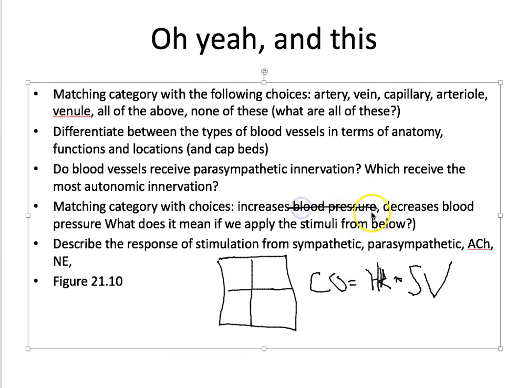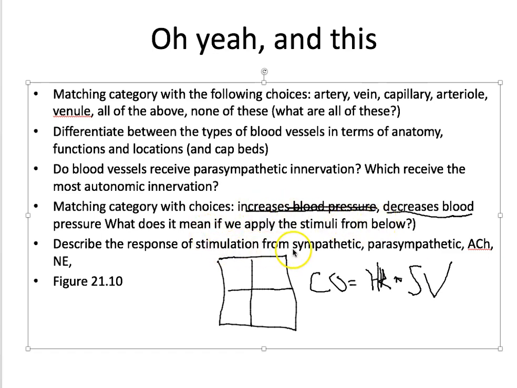It's supposed to increase blood pressure or decrease blood pressure. Okay? So anything that reduces heart rate should decrease blood pressure. Anything that decreases stroke volume should decrease blood pressure. If I threw a curveball at you and said, if I apply atrial natriuretic peptide to the human body, what should happen to blood pressure? Well, it should drop, right? What do we mean if we apply the stimuli from below?